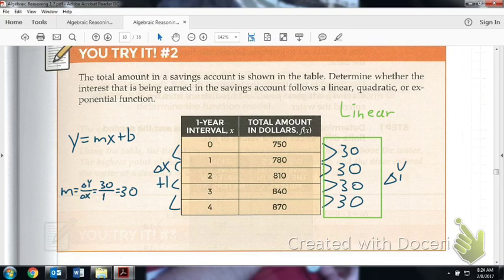All right, so that's essentially what's going on. You could probably see that intuitively without even writing it down, but 30 divided by 1 is 30. So y equals 30 times x plus 750, where b is your y-intercept. b is your starting point. So that's your answer on this one. There you go.